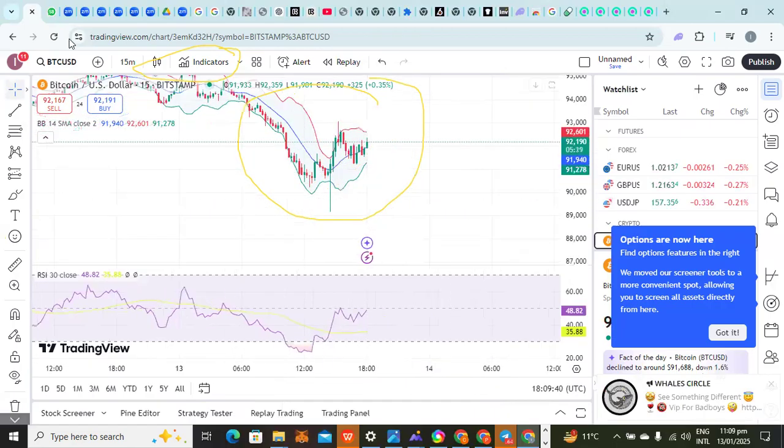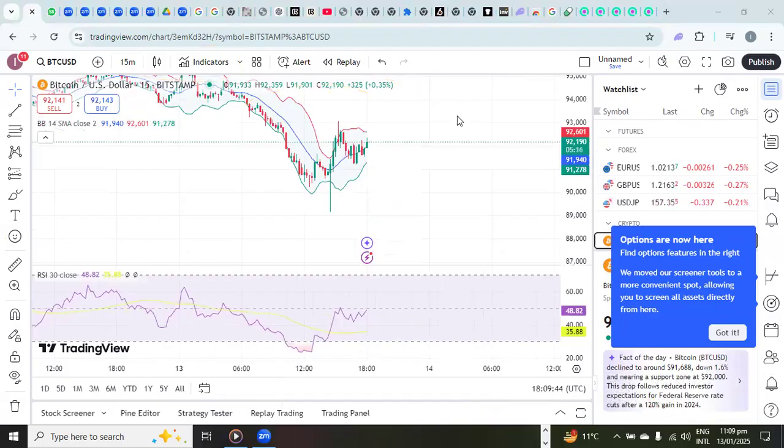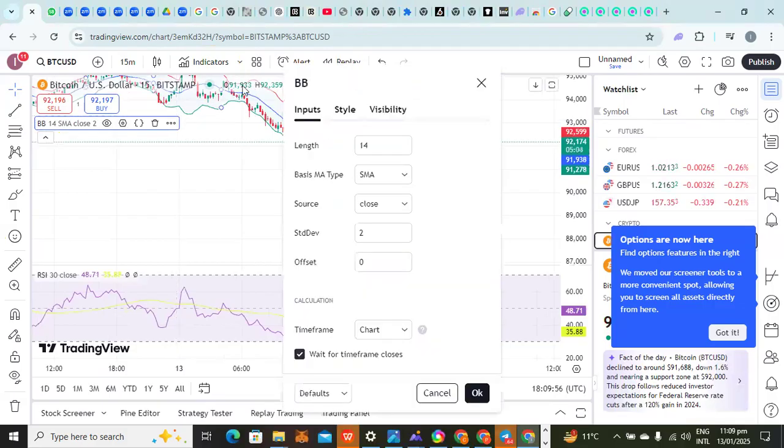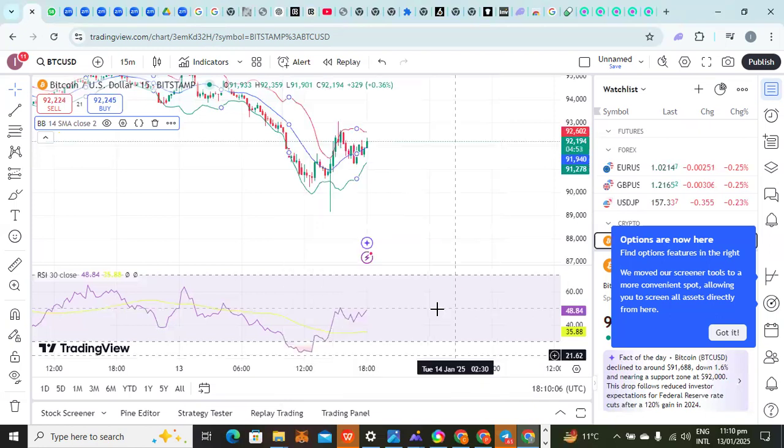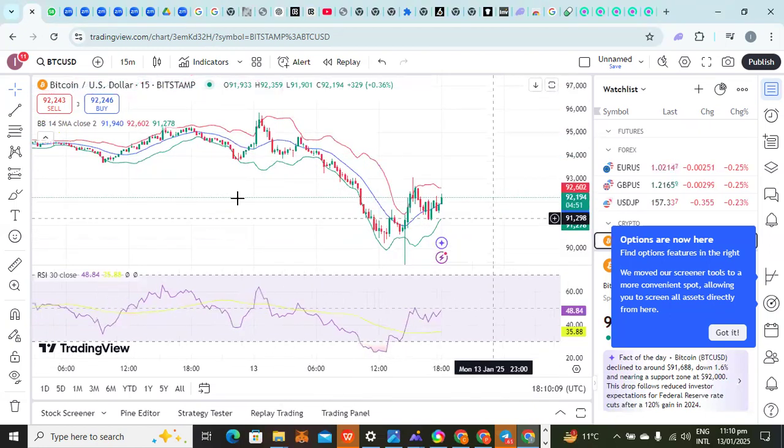And the annotations are bothering me. All right. So to discuss it further, let's just first understand what Bollinger Bands are. Also, we have to remove the background. Just go into the settings, go into the style section, and remove the background. This background bothers you. It's just a little unclear. All right.